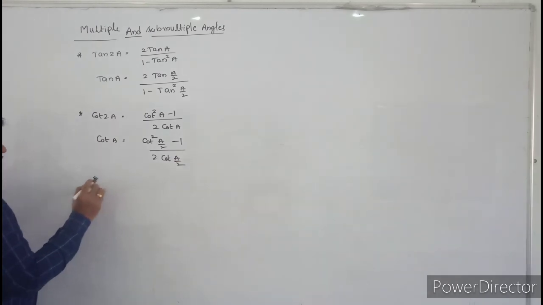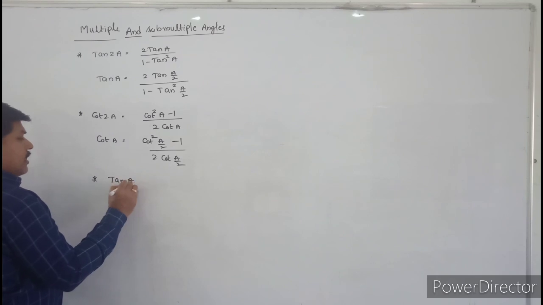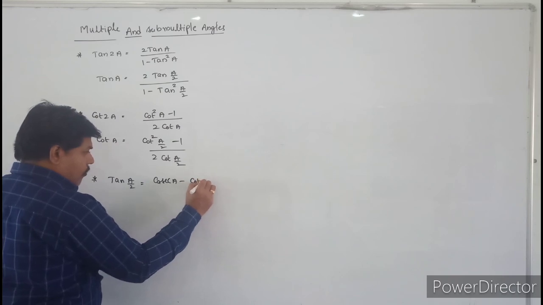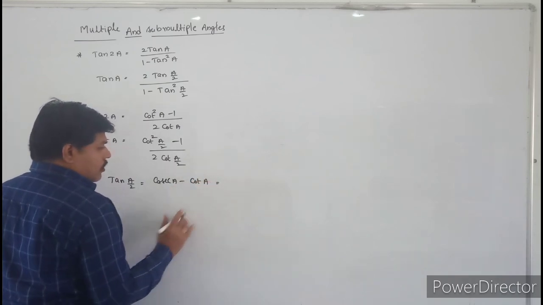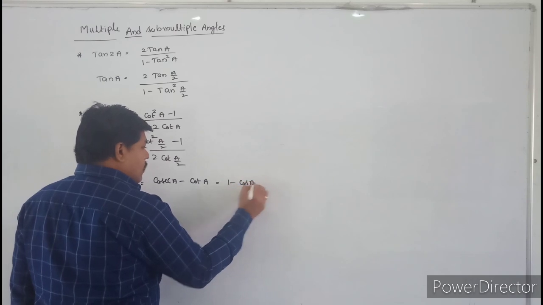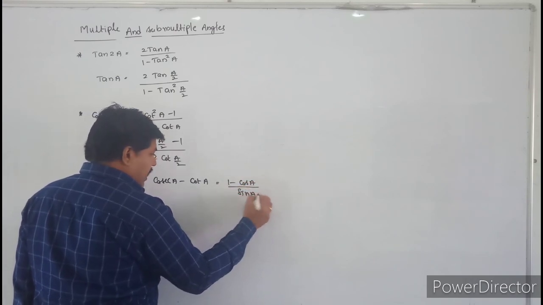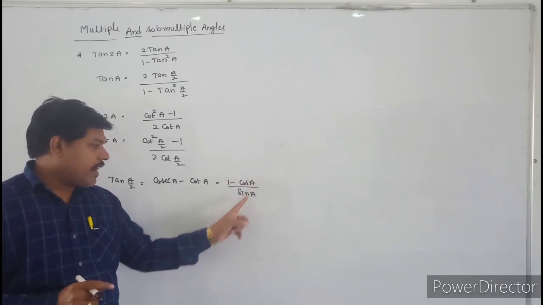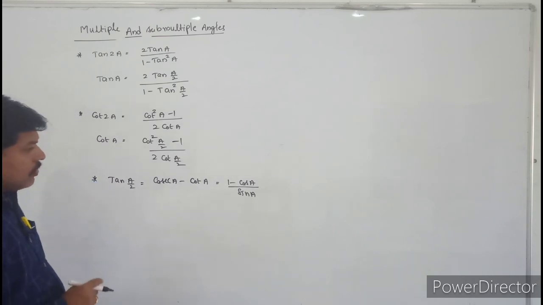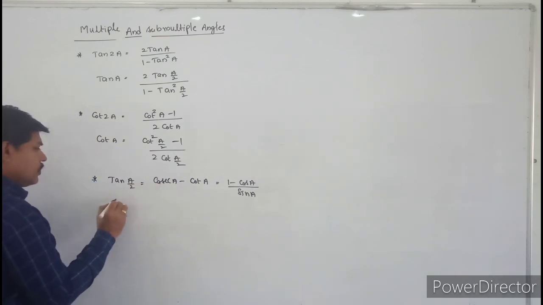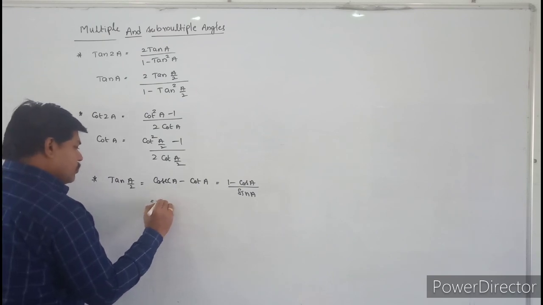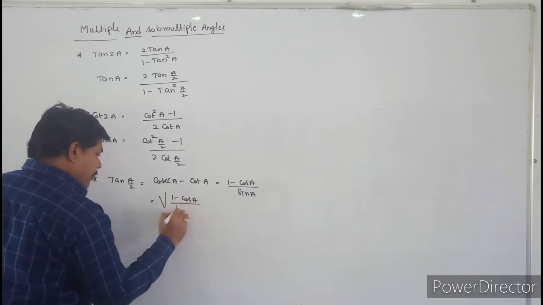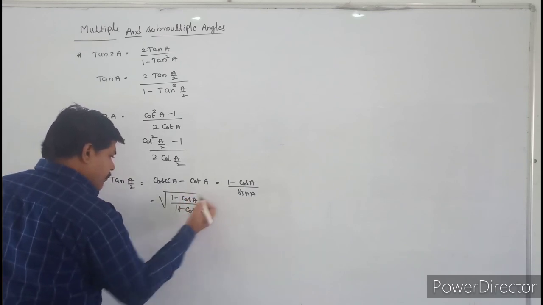And also see these, students. Tan a by 2 is equal to cosecant a minus cot a, that is equal to (1 minus cos a) by sin a. And also we can write tan a by 2 as the square root of (1 minus cos a) by (1 plus cos a).